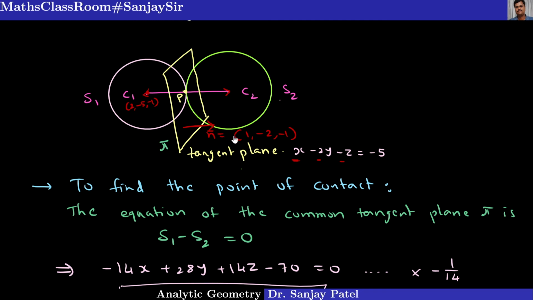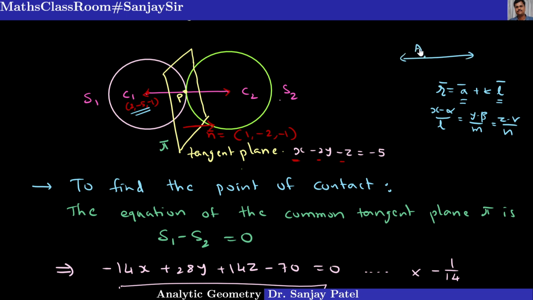Also the normal vector is this. So I can use this equation of a line which you can recall: r bar is equal to a bar plus k l bar. The vector equation of a line passing through the point a bar and having direction l bar. So l bar is our n bar here, and the point is this a bar. Or you can also use the Cartesian equation in the form x minus alpha upon L is equal to y minus beta upon m is equal to z minus gamma upon n. The equation of a line passing through a point, say alpha, beta, gamma, and having direction, say L, m, n, is given by this equation.